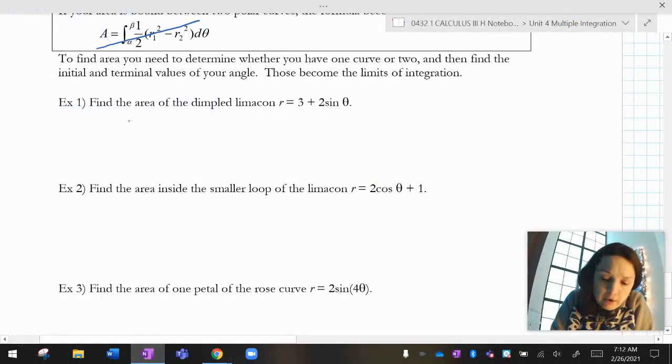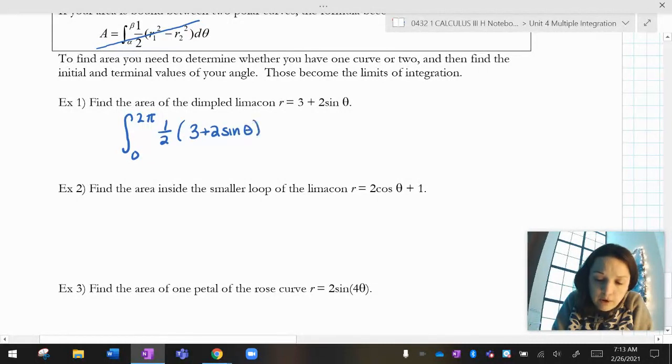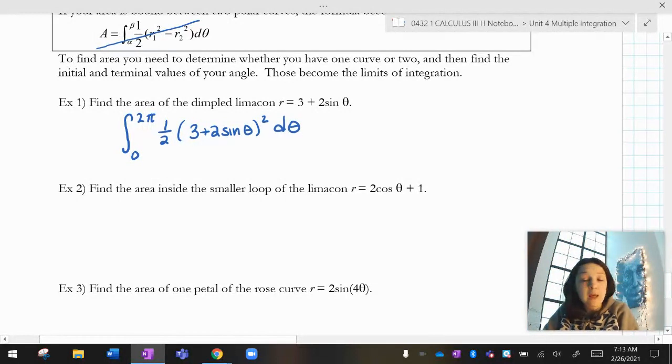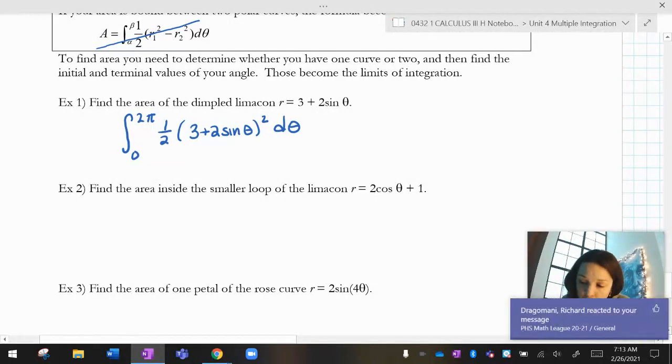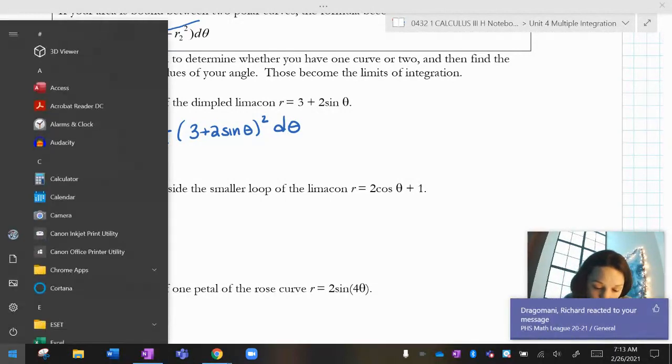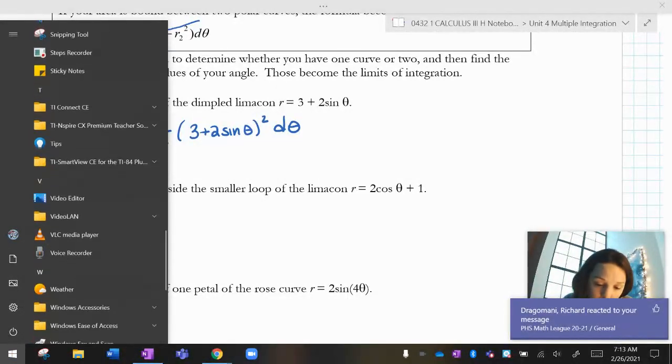So when I come back here, it's going to be the integral from 0 to 2 pi of 1/2 r squared d theta. And that's it. 1/2 r squared d theta doesn't mean r the letter. It means r the function in terms of theta that you were given. And then we're just going to throw that into a calculator. So let me pull up a calculator here.